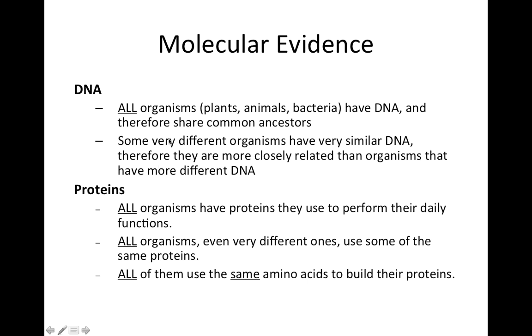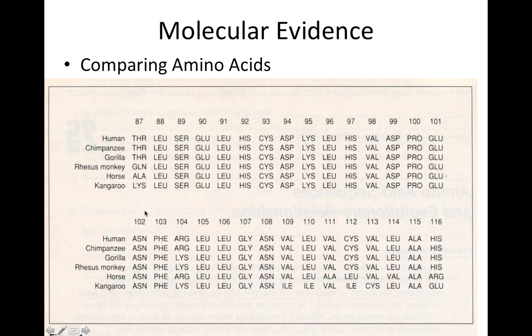And then lastly, our last evidence of evolution, which is our most scientific and most proven way, is molecular evidence. All organisms have DNA and therefore share some form of common ancestor. Some organisms have very different DNA and some have very similar DNA, which can tell us how closely related they are. So we all make proteins. We all have proteins that help us perform daily functions. And some of us use very different proteins and some of us use the same proteins for the same thing. So we look at the amino acids that each organism uses to compare.